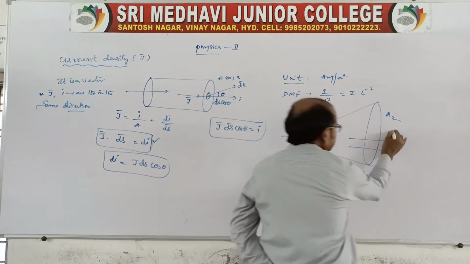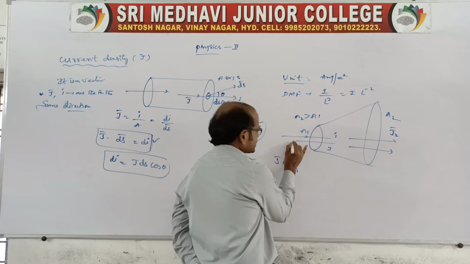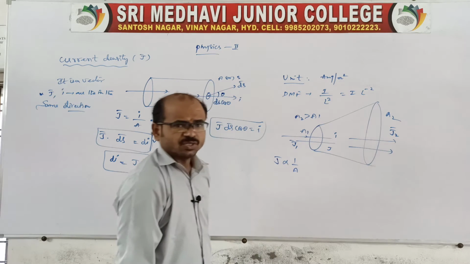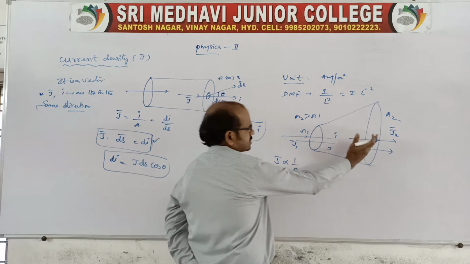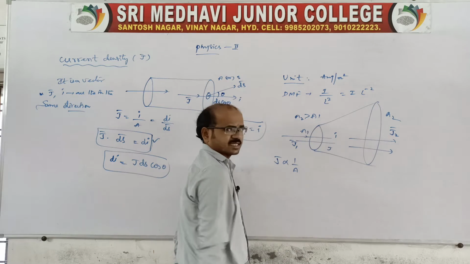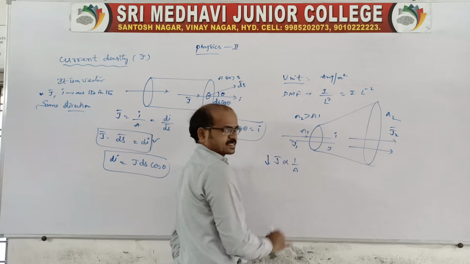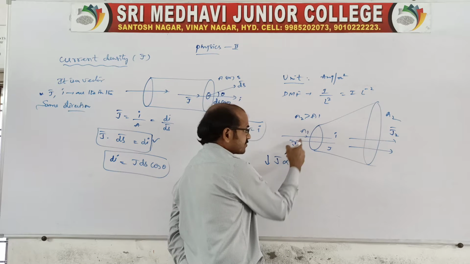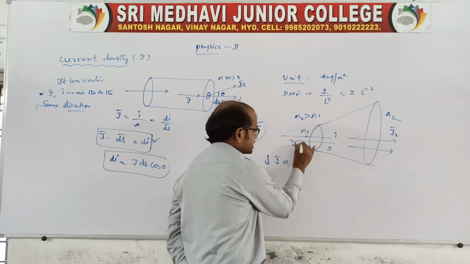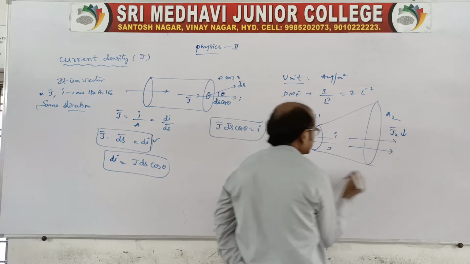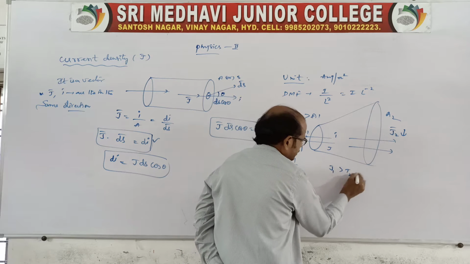Suppose through this area J2 is the current density, and through the other area J1 is the current density. When you compare these two areas, when area increases, current density decreases, and when area decreases, current density increases. Here it increases and here it decreases, so J1 is greater than J2.